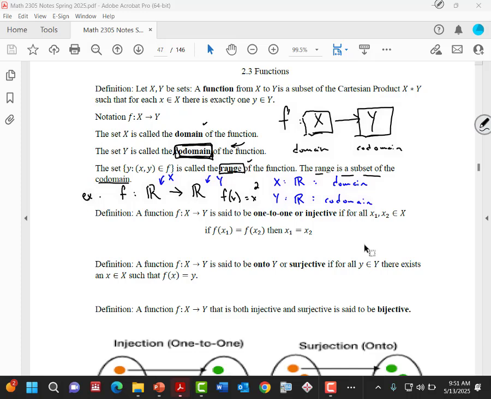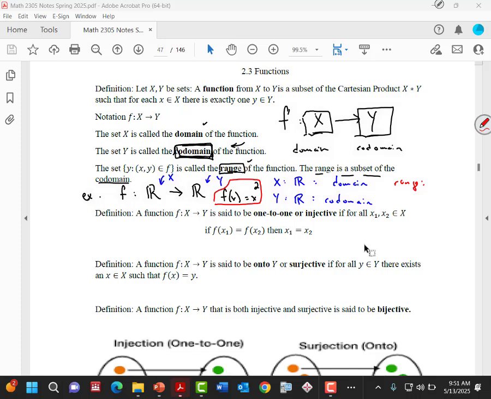So if I think about this function f of x equaling x squared, what this is doing is it's saying the inputs come from the real numbers, and the outputs, or the codomain, are also real numbers. But here's the issue: the range of this function is not R. The range of this function right here is not the set of real numbers.